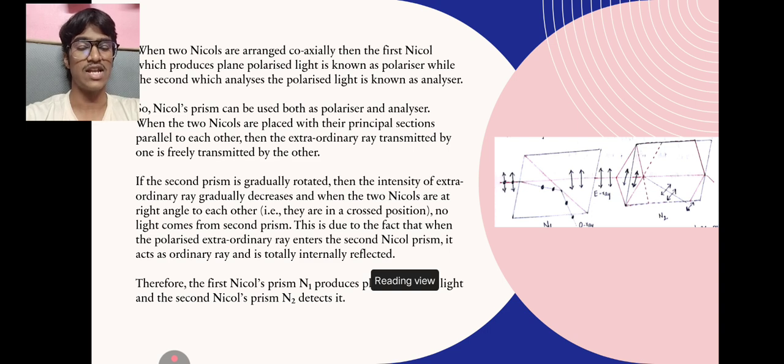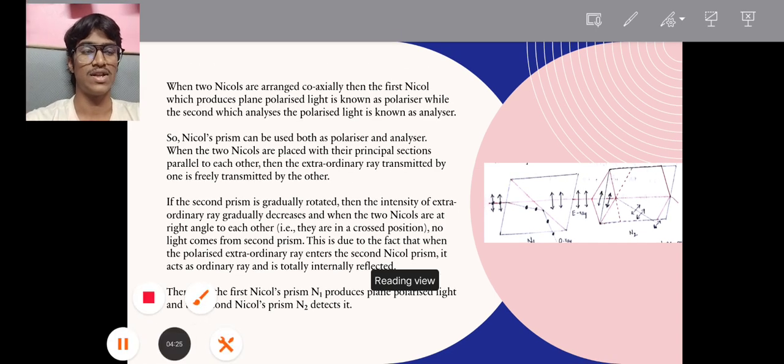The first Nicol prism N1 produces plane polarized light, and the second Nicol prism N2 detects it. So the Nicol prism is completed. Thank you.